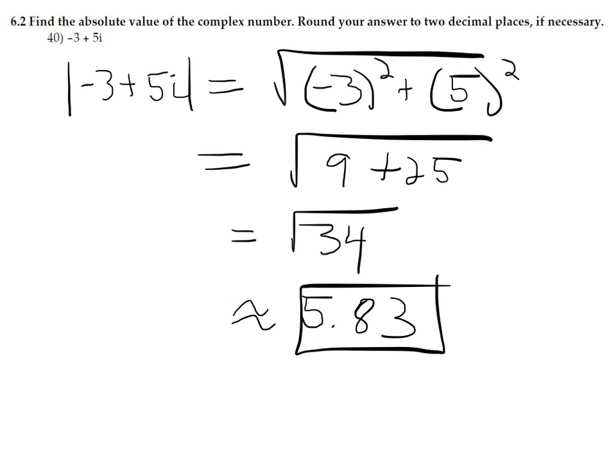So what this represents is the distance from the origin in the complex plane to the end of the number -3, 5. In other words, that distance right there. That's the modulus of this complex number, or the absolute value of the complex number: the distance, the length from the origin to that number.